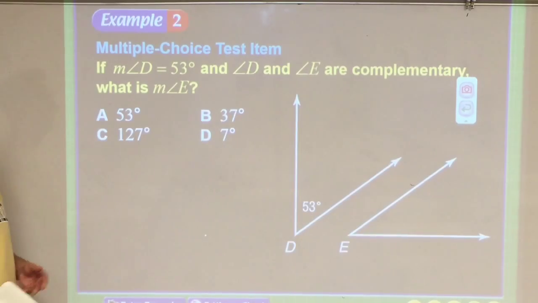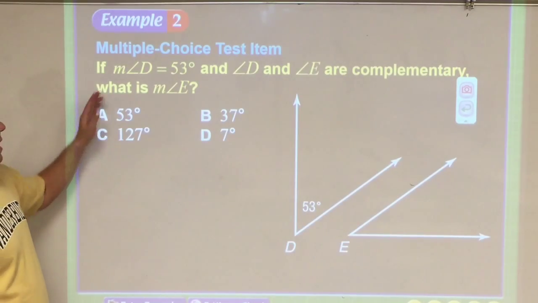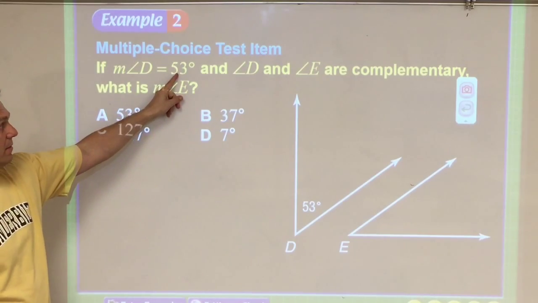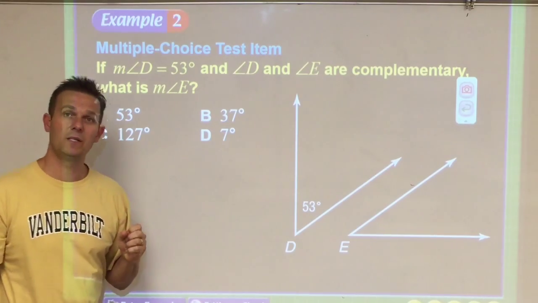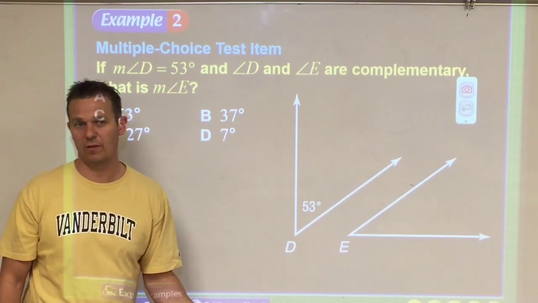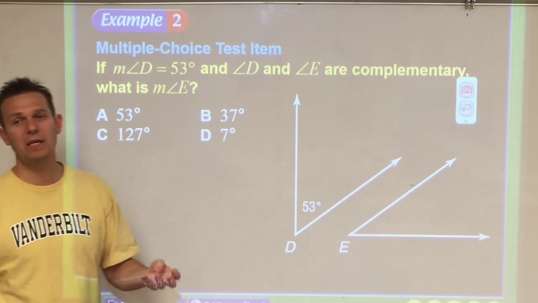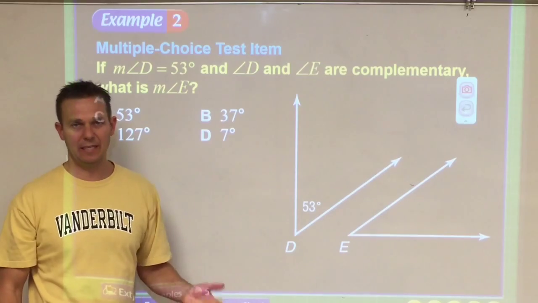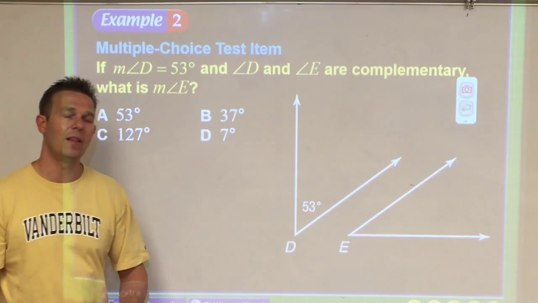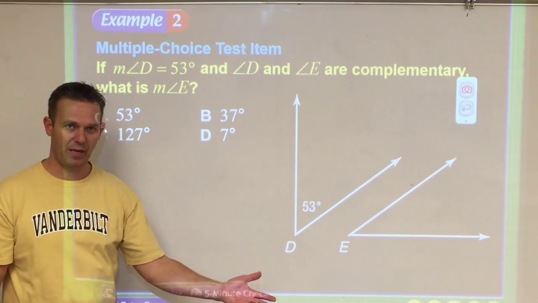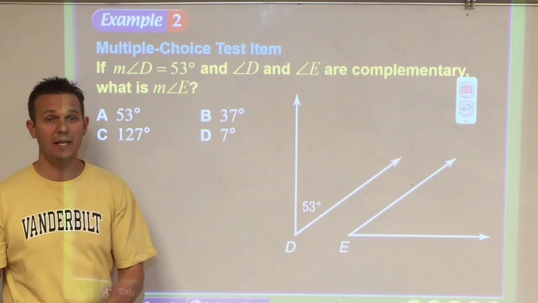All right, so angle D is 53 degrees, and it says angle D and E are complementary. So the next definition or thing that you should understand is complementary angles always add up to 90 degrees, okay? Another type of angle is called a supplementary angle, and they always add up to 180 degrees.